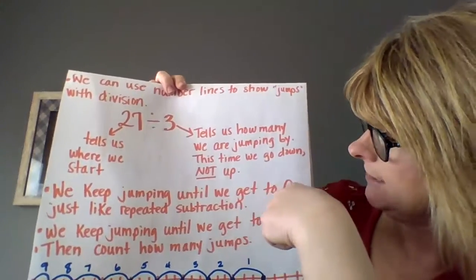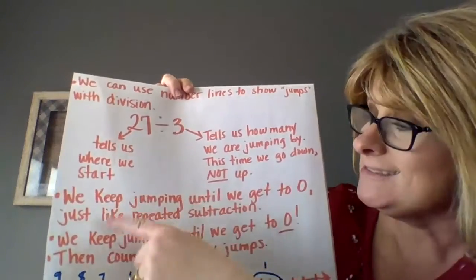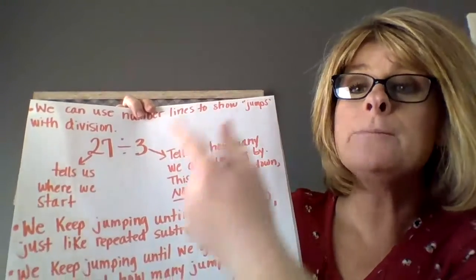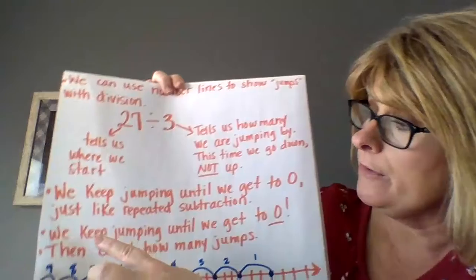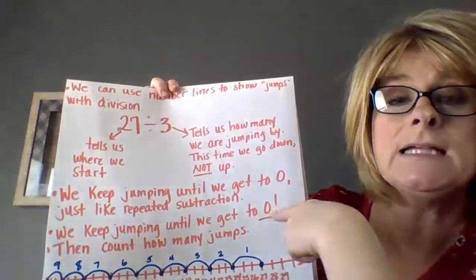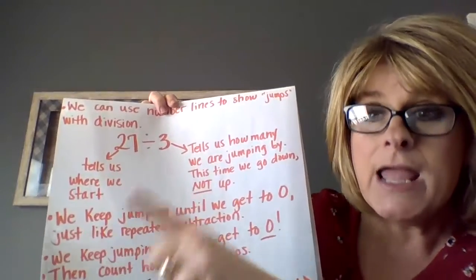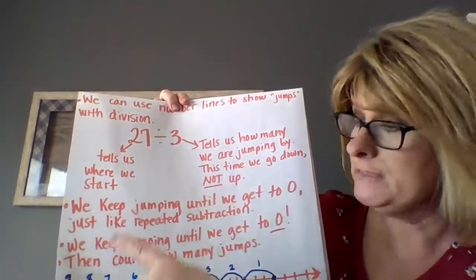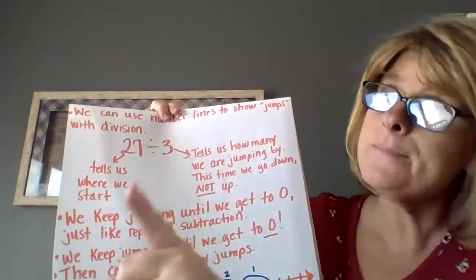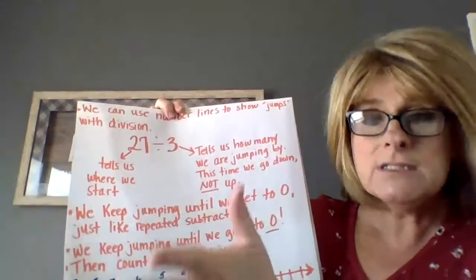So we keep some things in mind. We keep jumping until we get to 0, which is just like repeated subtraction. We keep repeating and repeating until we get to 0. And I want to tell you that again: you keep jumping until you get to 0. And then you count the number of jumps, and that tells you your answer, because this is the opposite of multiplication. So let's take a look at it.